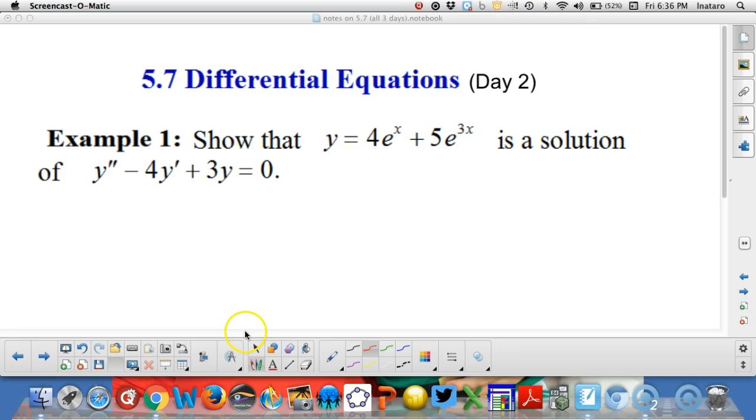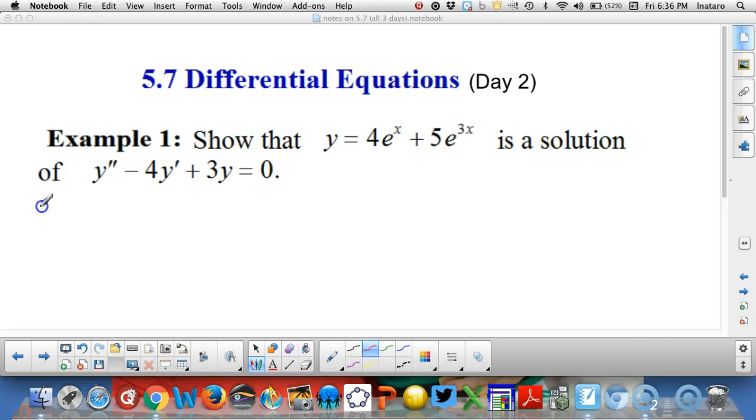For this first example, we're going to show that this equation, y equals 4 times e to the x plus 5e to the 3x, is a solution to this differential equation. So the first thing I need to do is take the first derivative and second derivative of the original function that we're given.